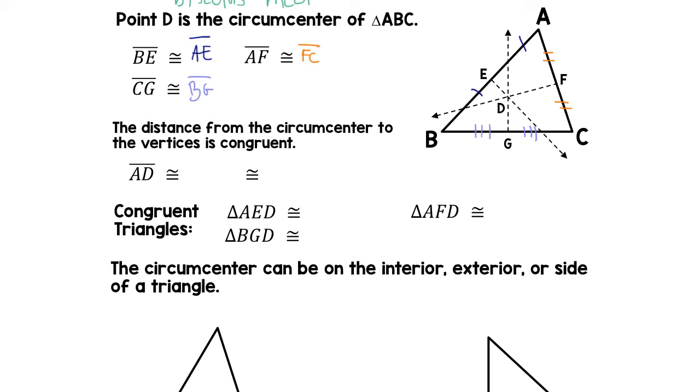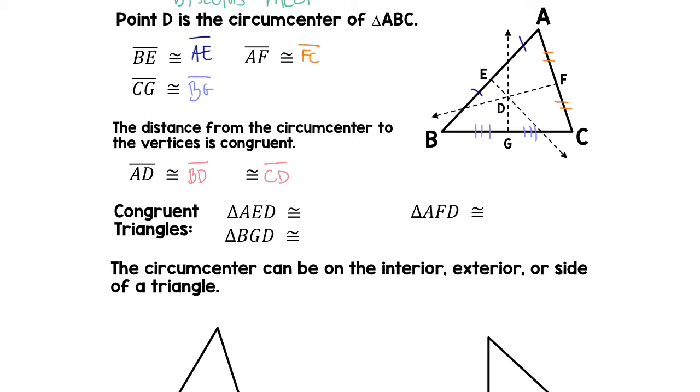The distance from the circumcenter to the vertices is congruent. So line segment AD, which is not on here, but would be a line from this vertex to the circumcenter, is going to be congruent with segment BD and congruent with segment CD. So the distance from all the vertices to the circumcenter is the same.